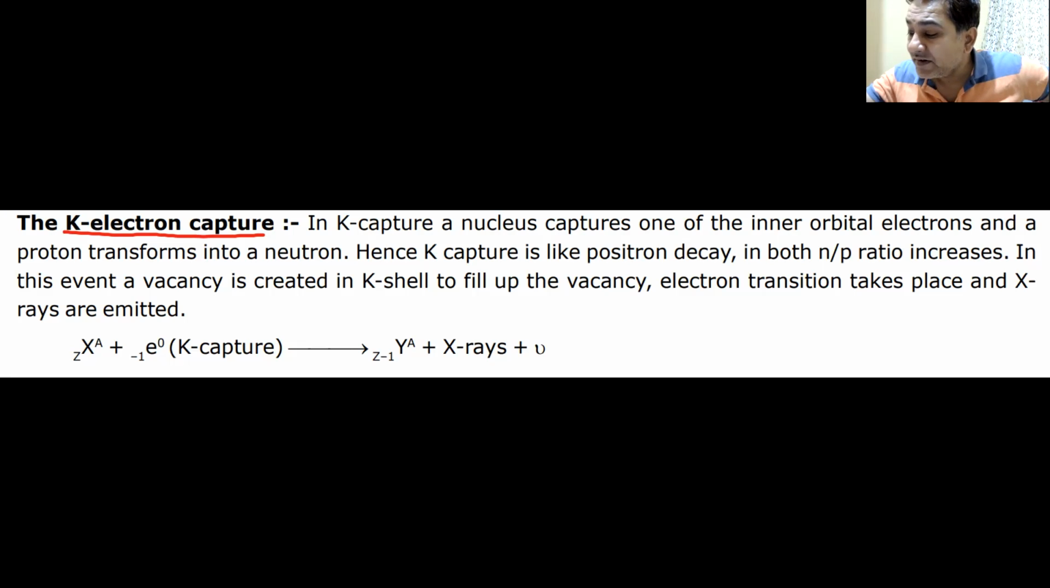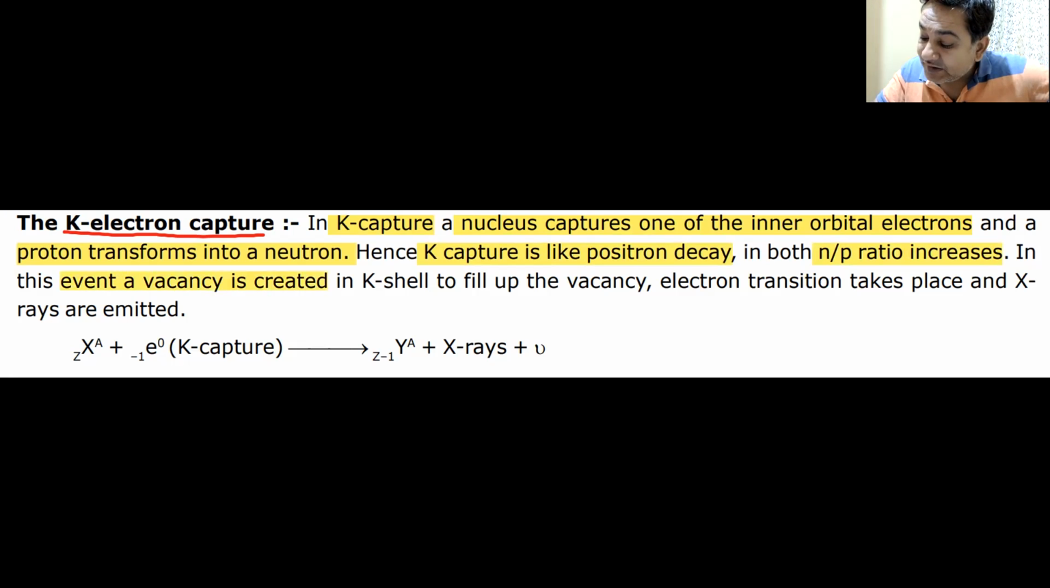Yes, sir. Now, in K capture, a nucleus captures one of the inner orbital electrons. So this electron is moving in the K shell, and the nucleus is going to capture it, and a proton transforms into a neutron. The electron gets captured, and the proton converts into a neutron. Hence, K capture is like positron decay. The N by P ratio increases because neutrons become more and protons become less. Do we understand this? Yes, sir.